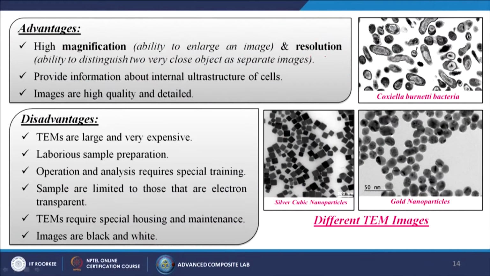What are the advantages? High magnification, the ability to enlarge an image, and resolution, the ability to distinguish two very close objects as separate images. It provides information about the internal ultrastructure of cells, and images are high quality and detailed. So, here in this case you can see that we are getting the image at the 50 nanometer scale or maybe 200 nanometer scale, like silver cubic nanoparticles, gold nanoparticles, or maybe some kind of bacteria image.